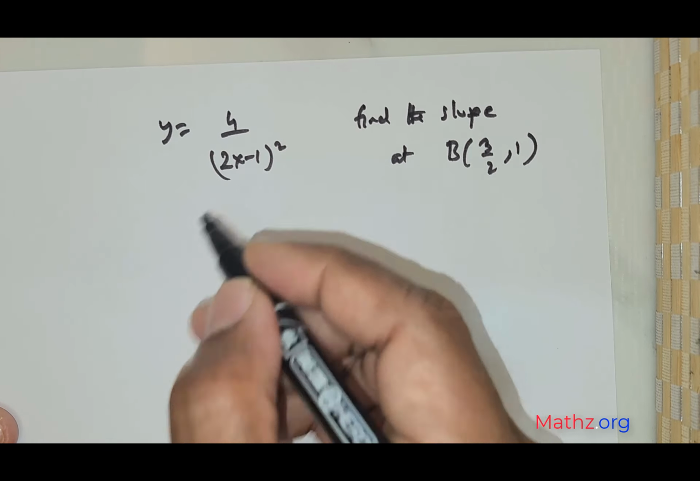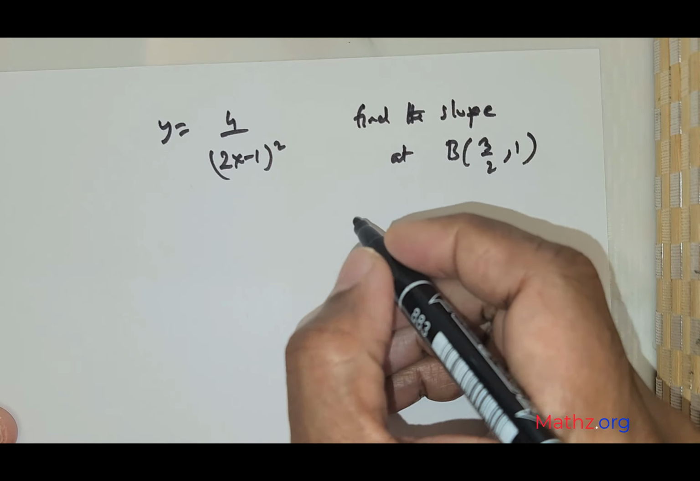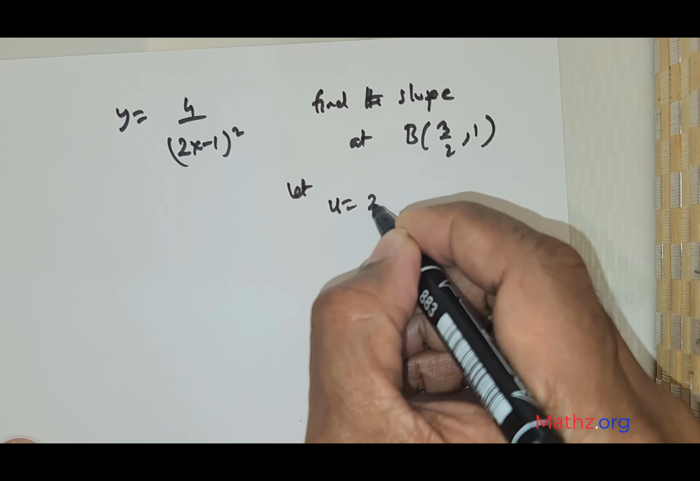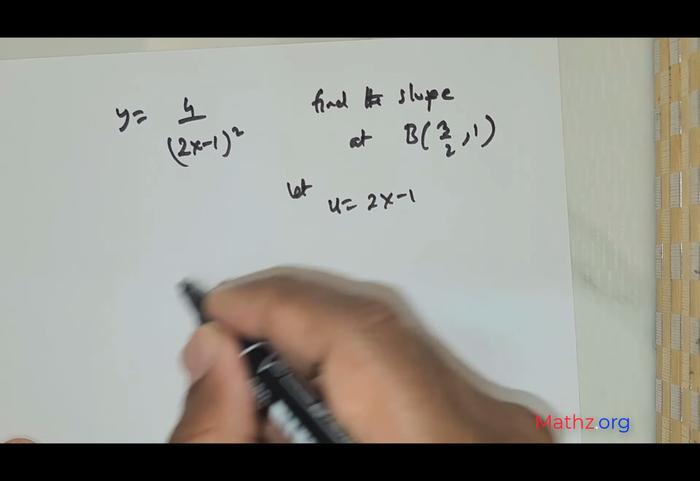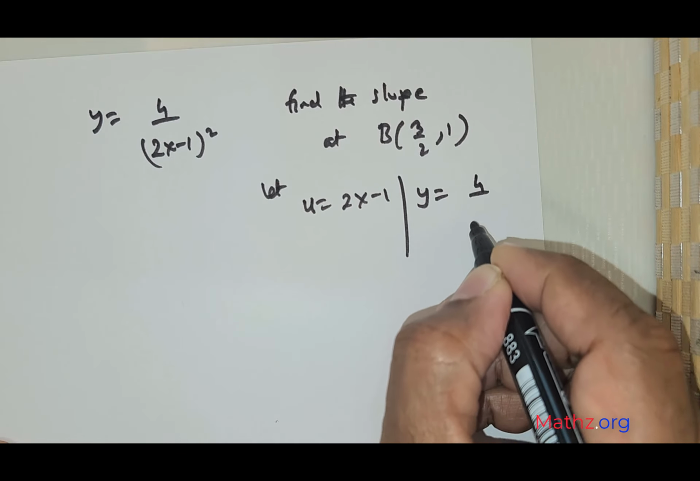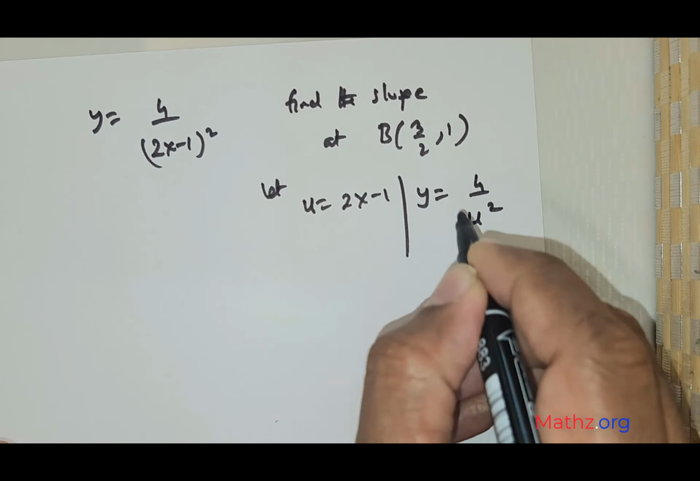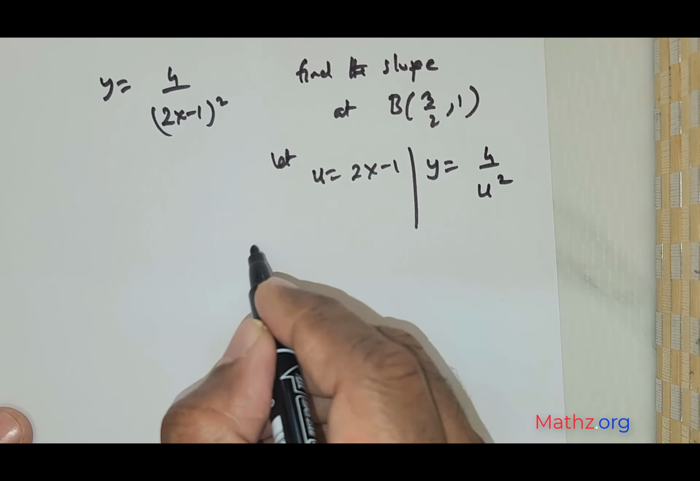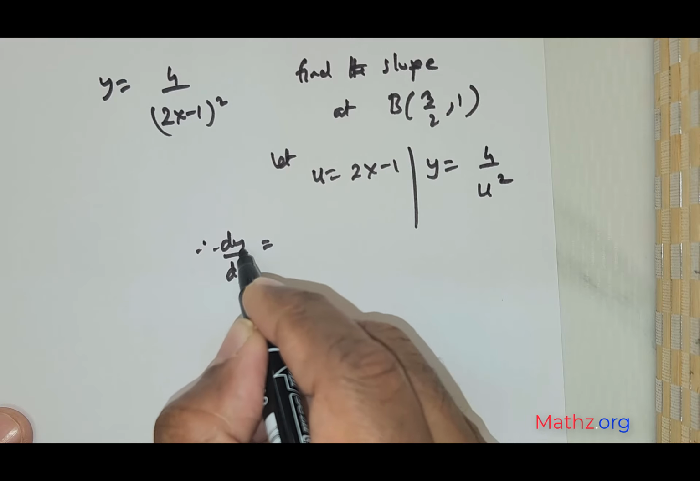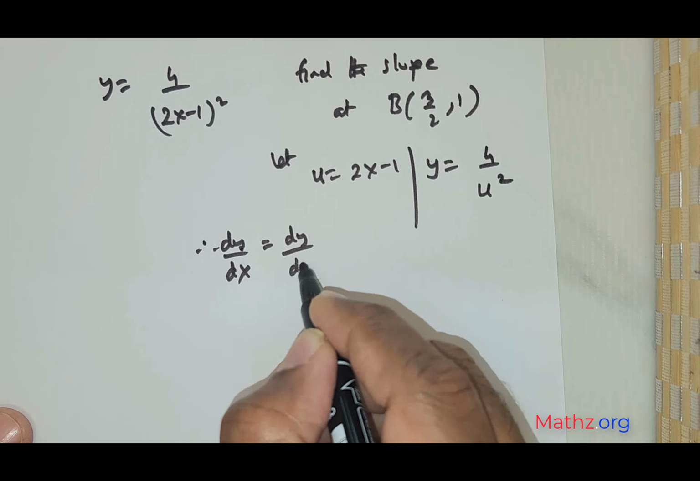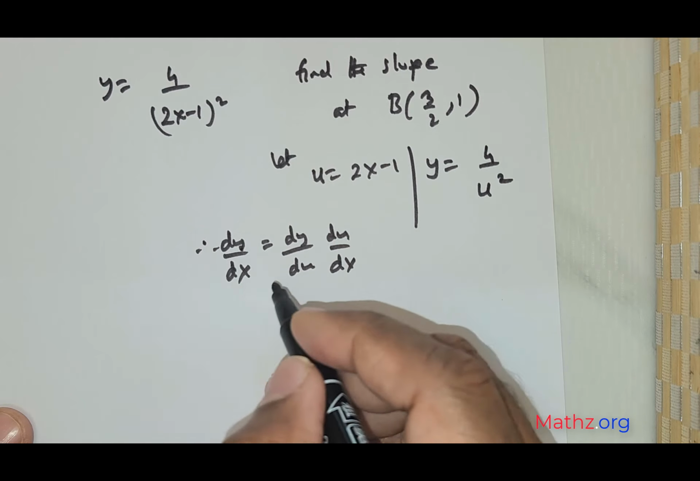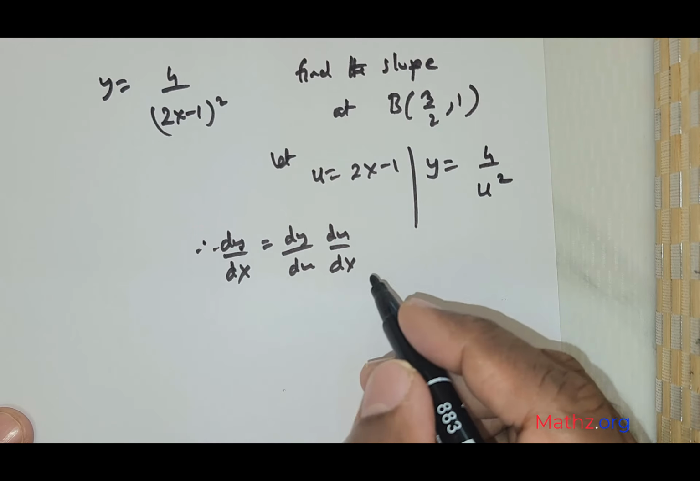Now this would be a little bit challenging. So what I wish to do is take u to be equal to 2x - 1. So this in turn would mean y is equal to 4 over u raised to the power of 2. So this is a chain rule. Therefore dy/dx is equal to dy/du times du/dx.